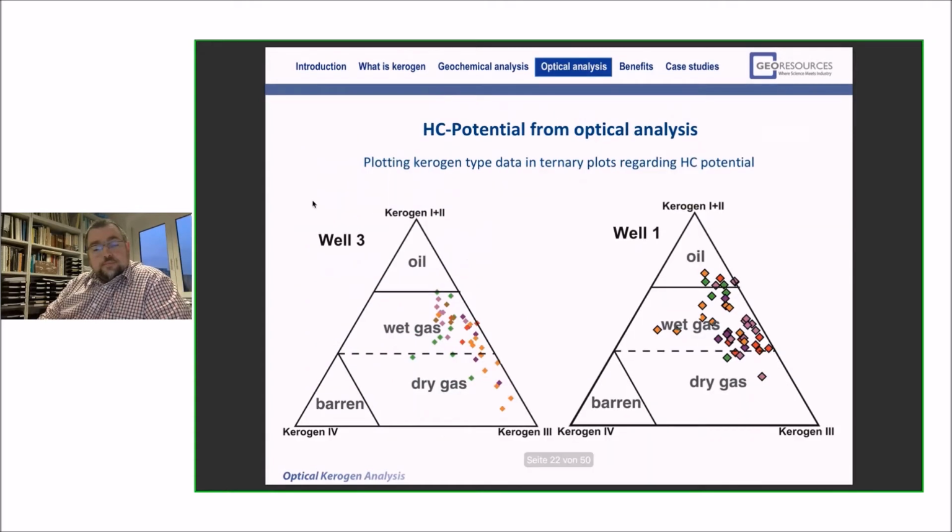That's another type of plotting your results from optical kerogen analysis. This is something I started when I started to work with these ideas. I very often use these ternary plots, but today I have to say I prefer to work with the other schemes, which give you a much more detailed idea of what you're really working with.